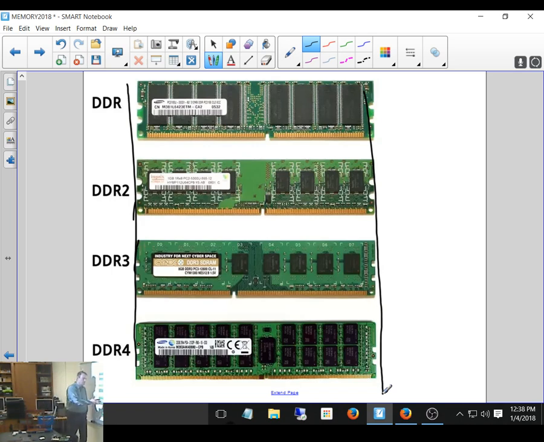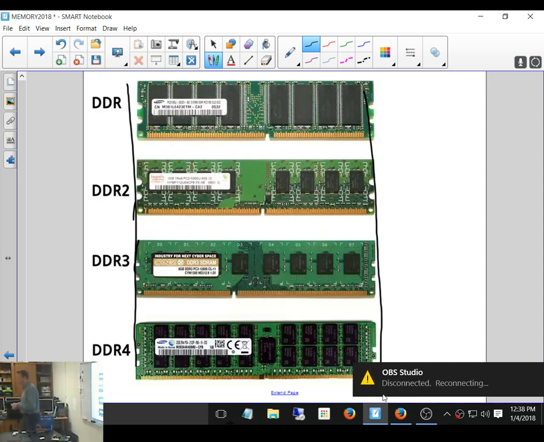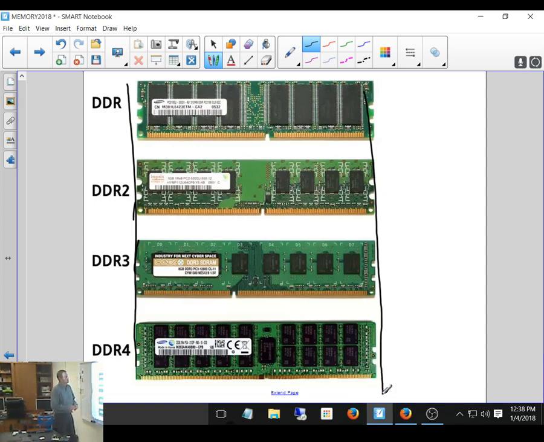The notches are in different places. We've got way more connections here. Physically, it's the same size. It looks like it would go in, but that doesn't mean it will. And in all these, all of them except for one, but we'll talk about that in a little bit.